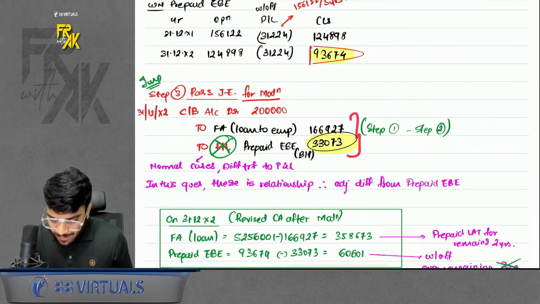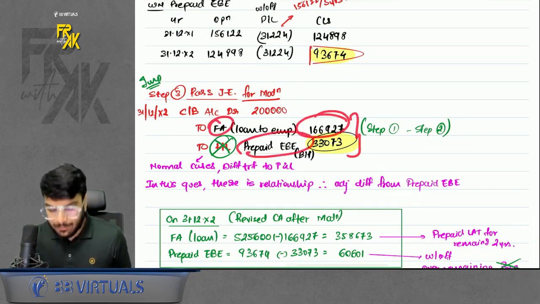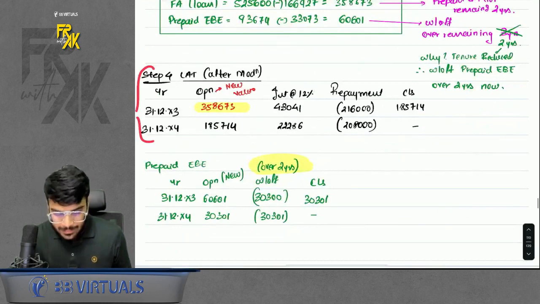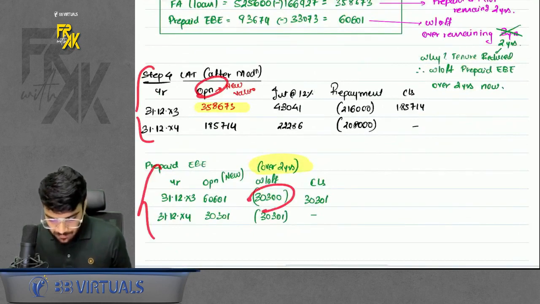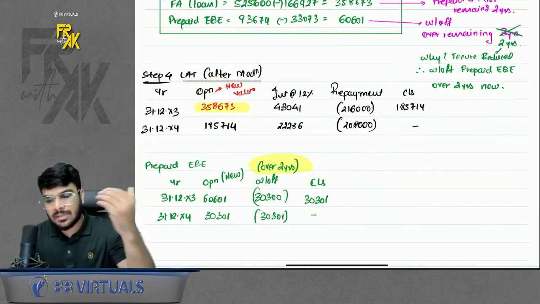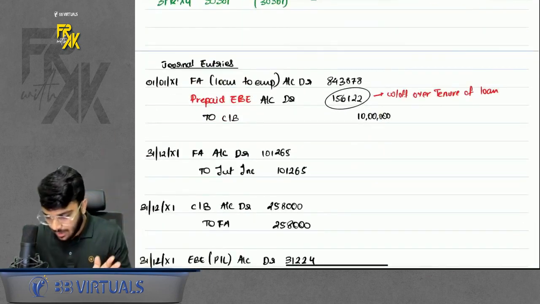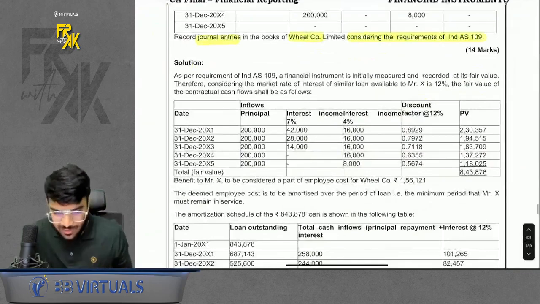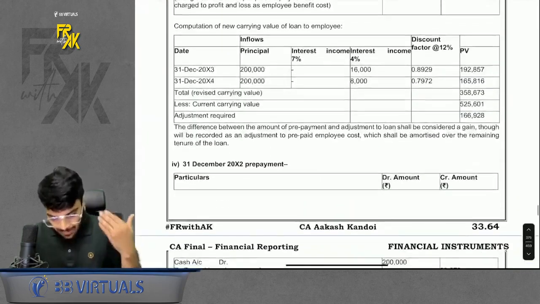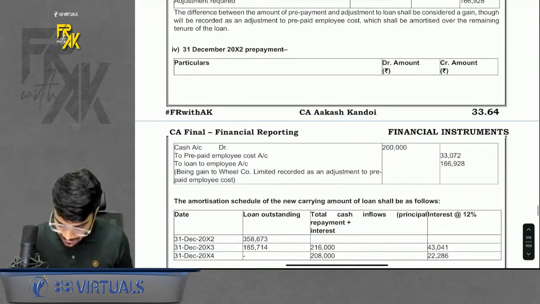Because of this, the values of FA and prepaid both will change. Now prepare the LAT for FA, and for the prepaid also I have given the working. Whatever you did, you just have to pass the entries. Passing entries is simple. Just look at the workings and keep on passing the entries. Okay, so this was a very good question. Of course, just try to revise it very quickly, but do solve this and revise.